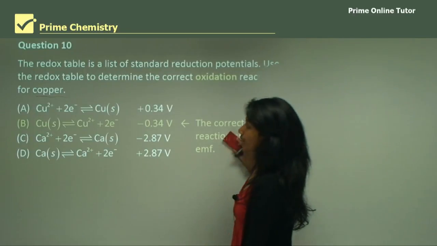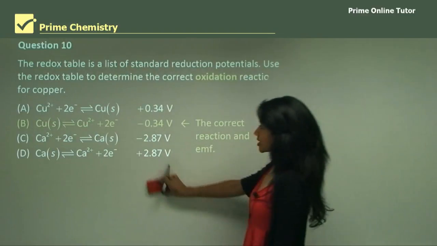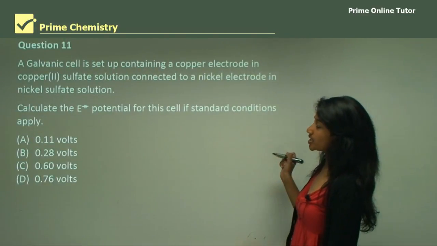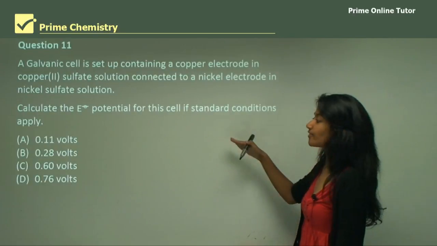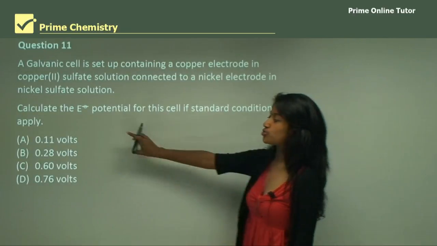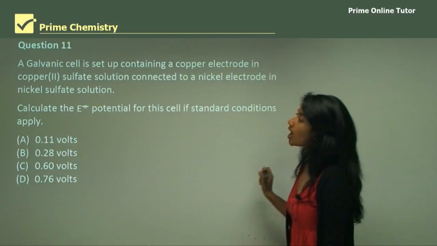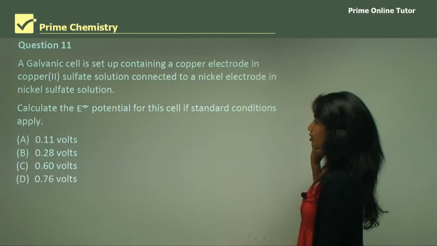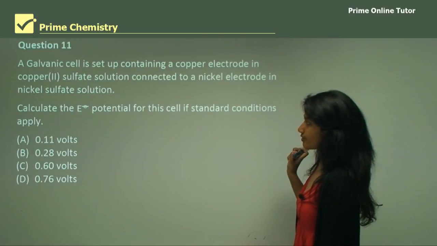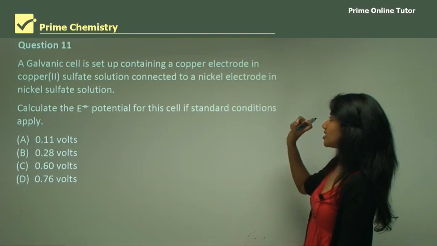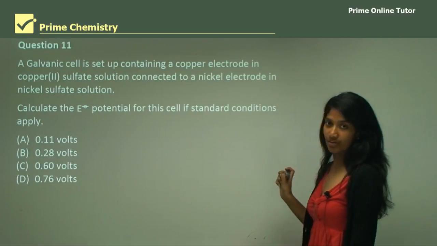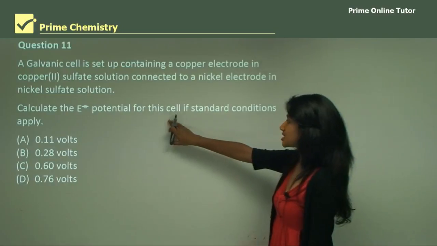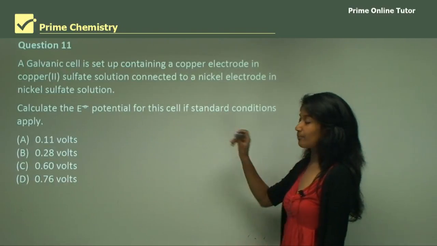Now let's move on to question 11. Question 11 is a calculations question, and it is a multiple choice question. So you have to get your correct answer and choose which answer is correct. A galvanic cell is set up containing a copper electrode in copper 2 sulfate solution connected to a nickel electrode in nickel sulfate solution. Calculate the EMF potential for this cell if standard conditions apply.